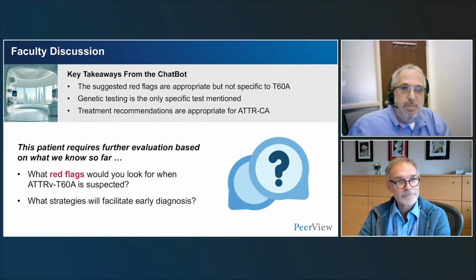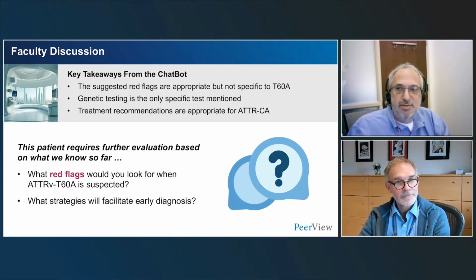So maybe Julian, my key takeaway is it seems to me like the red flags that were suggested by the chatbot are appropriate, maybe not specific for the particular mixed phenotype that we're talking about, more of a laundry list. Notably, the only testing which is probably appropriate up front is genetic testing. Certainly, if the patient doesn't have the variant, the diagnostic likelihood would go considerably down. Treatment recommendations seem appropriate, but I don't know if you have any other thoughts or comments.